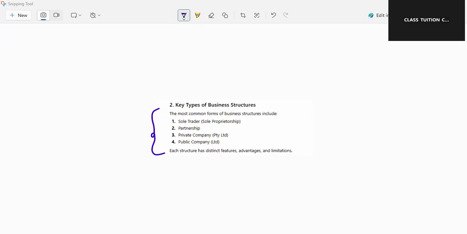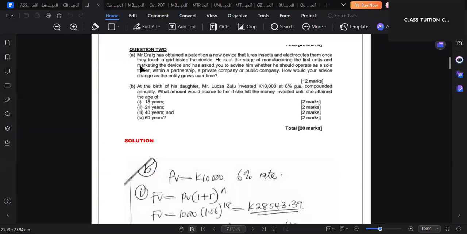So remember, my concern is understanding our question, which carries 12 marks. I really feel bad when people lose marks because of failing to understand. So we're looking at this: Mr. Greg has obtained a patent on a new device that lures insects and electrocutes them once they touch the grid inside the device. He is at the stage of manufacturing the first units and marketing the device and has asked you to advise him on whether he should operate as a sole trader, a partnership, a private or a public company.